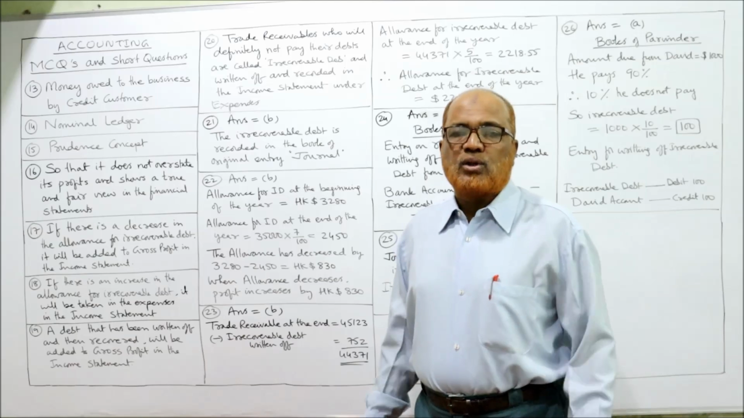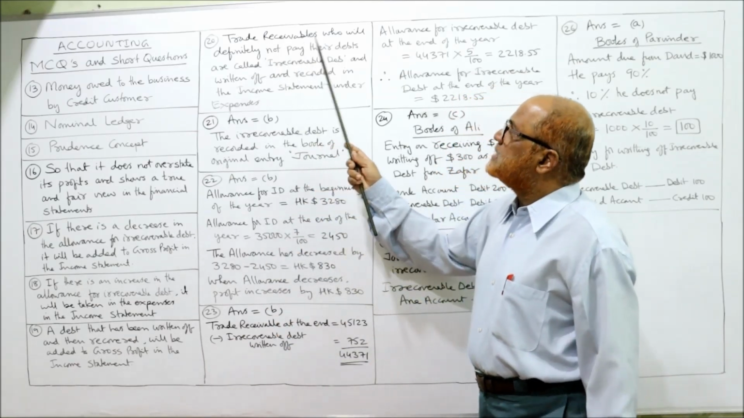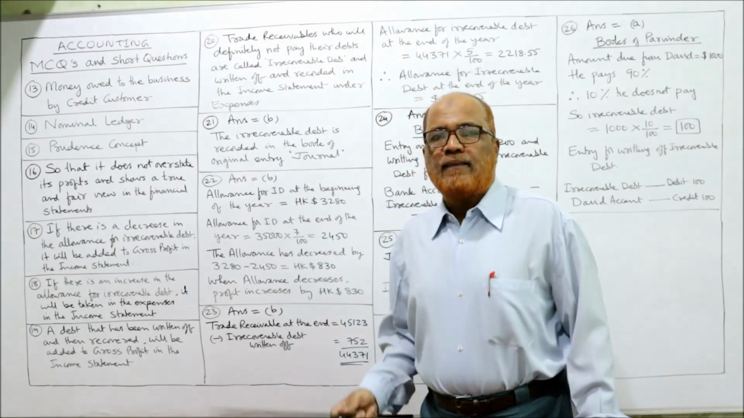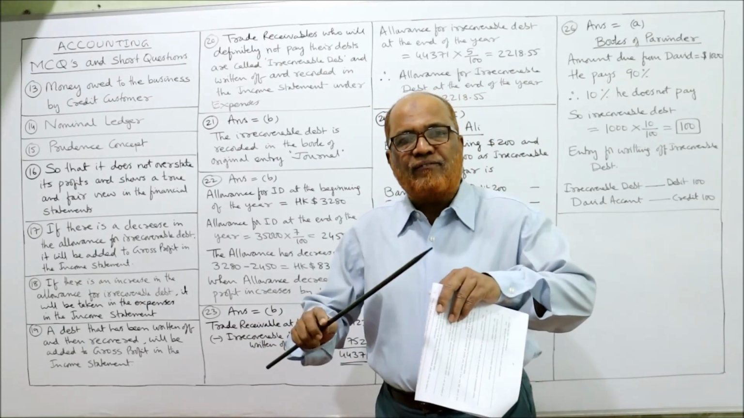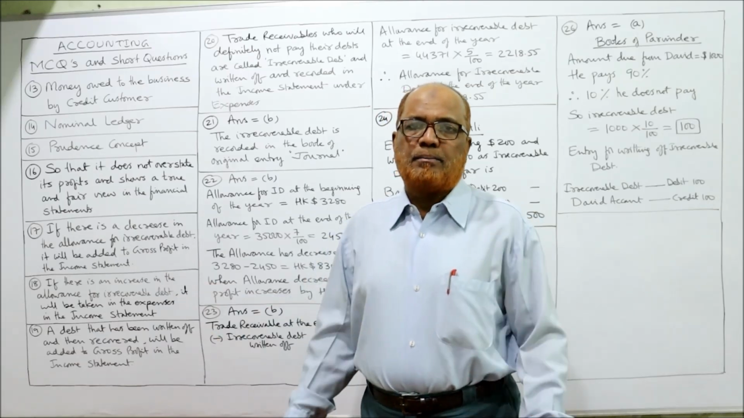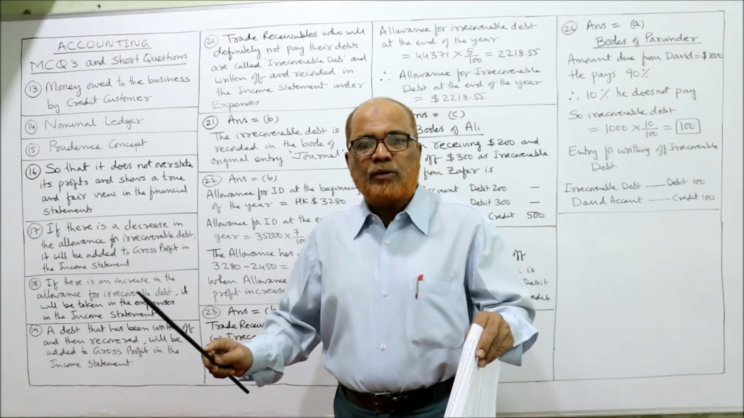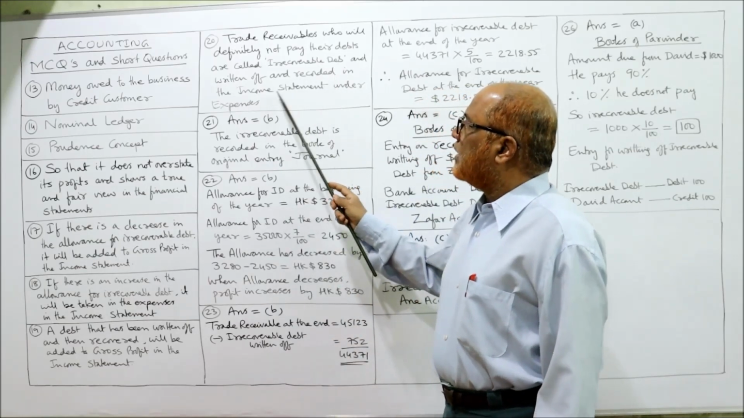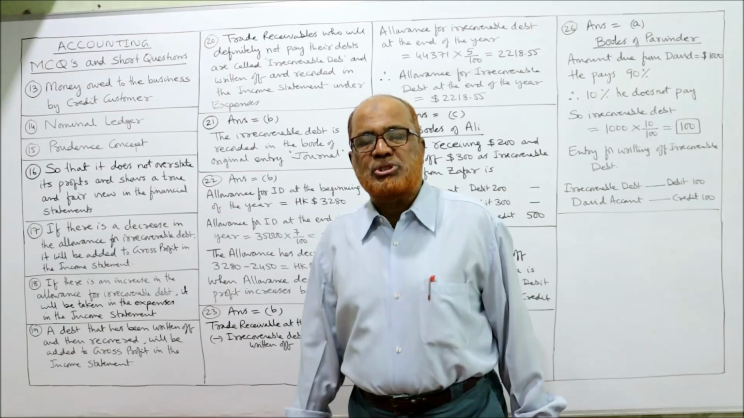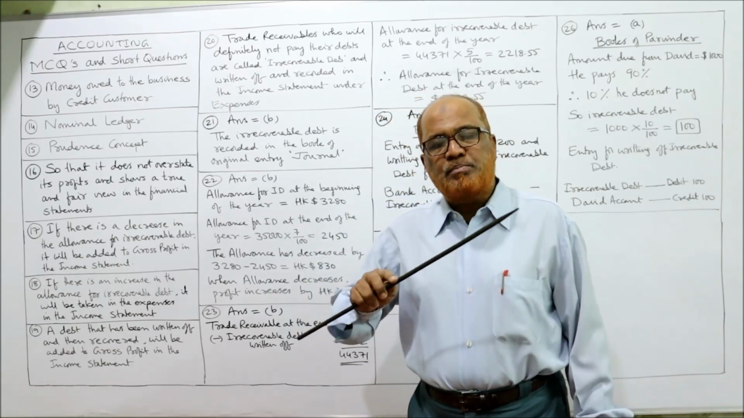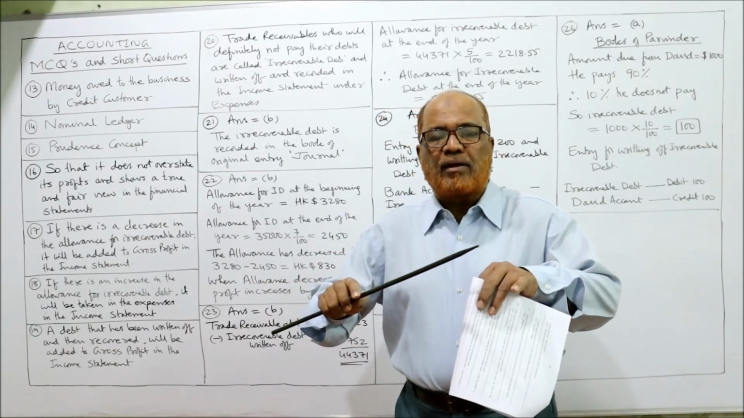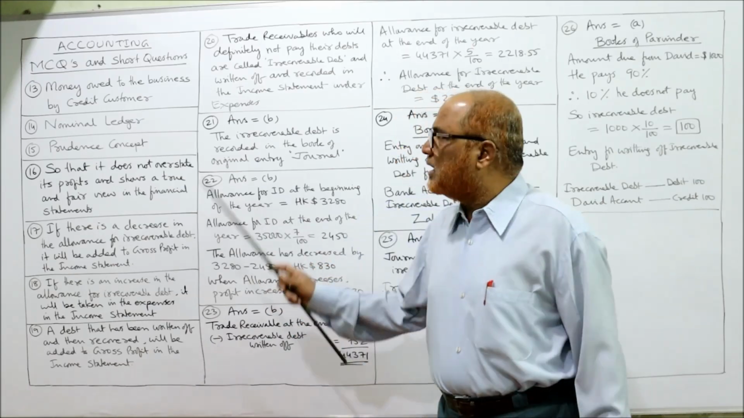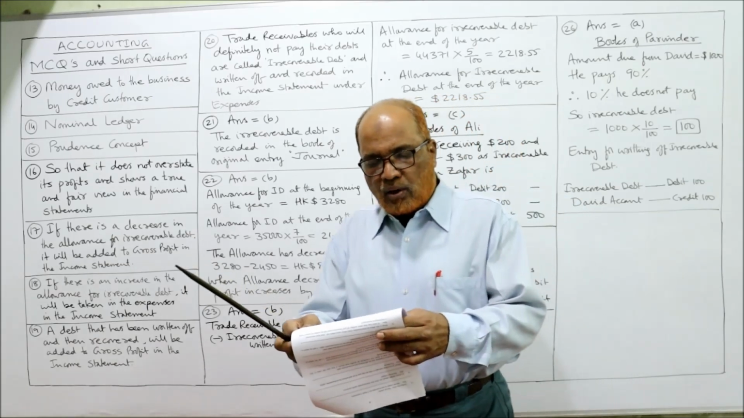That is the effect. First of all, trade receivables who will definitely not pay their debts are called irrecoverable debt. That amount is written off and recorded in the income statement under expenses. So if an amount has become irrecoverable, it will be written off and taken under expenses in the income statement.